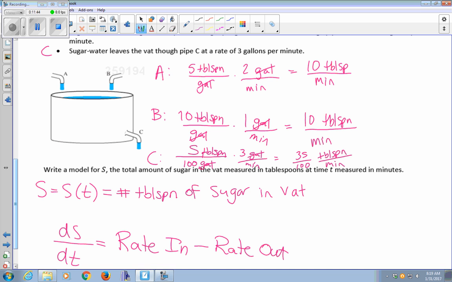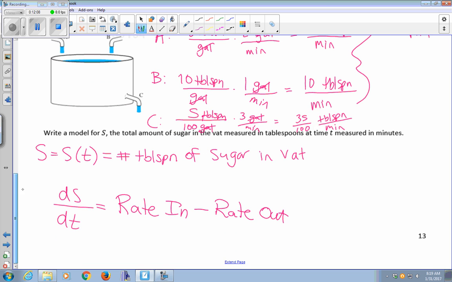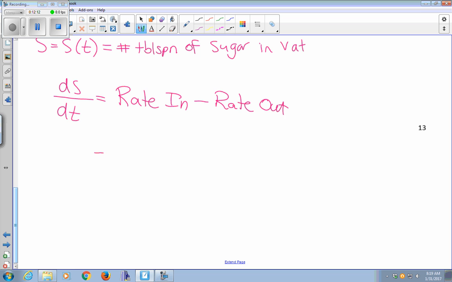So I know how fast sugar is entering, just sugar, right? Not sugar water mixture. Sugar is entering the vat at a total of 20 tablespoons per minute. And it's leaving the vat at 3S over 100 tablespoons per minute. So I go back to my differential equation here, and I'm going to replace rate in with a 20 and rate out with 3S over 100.